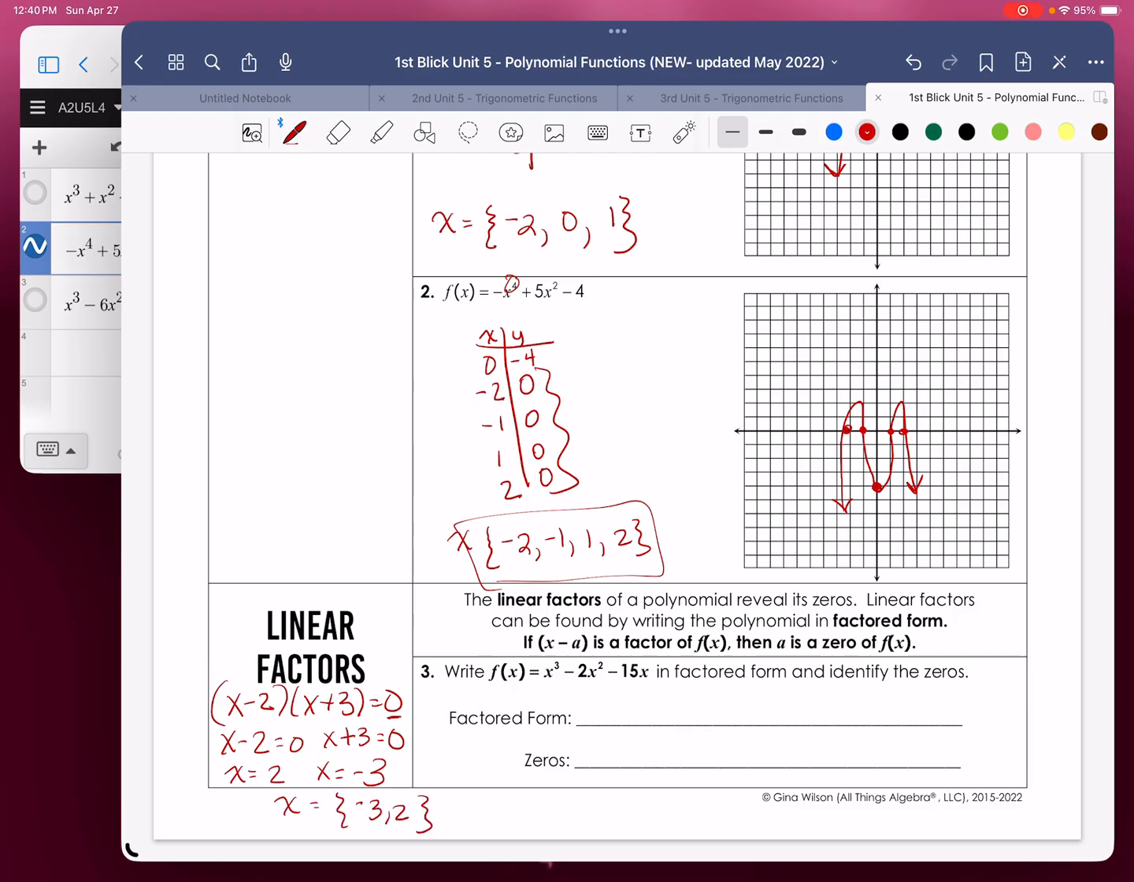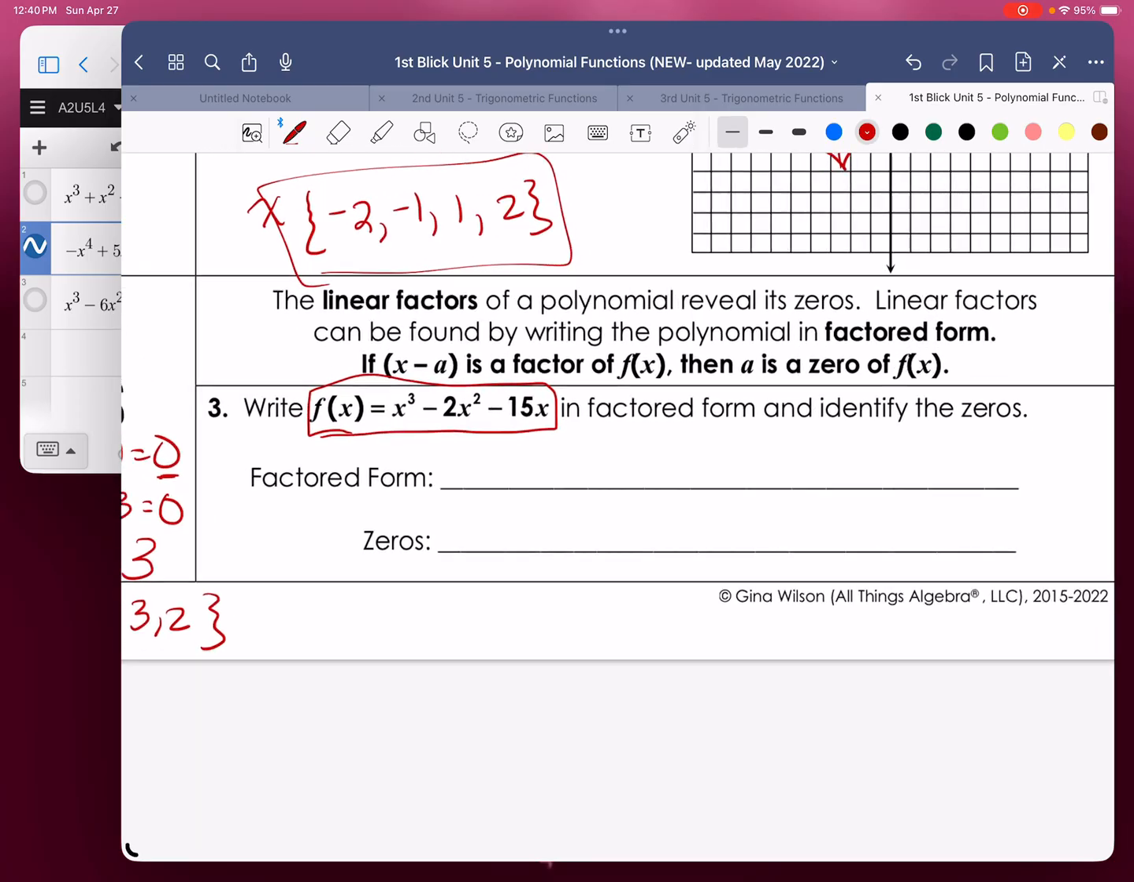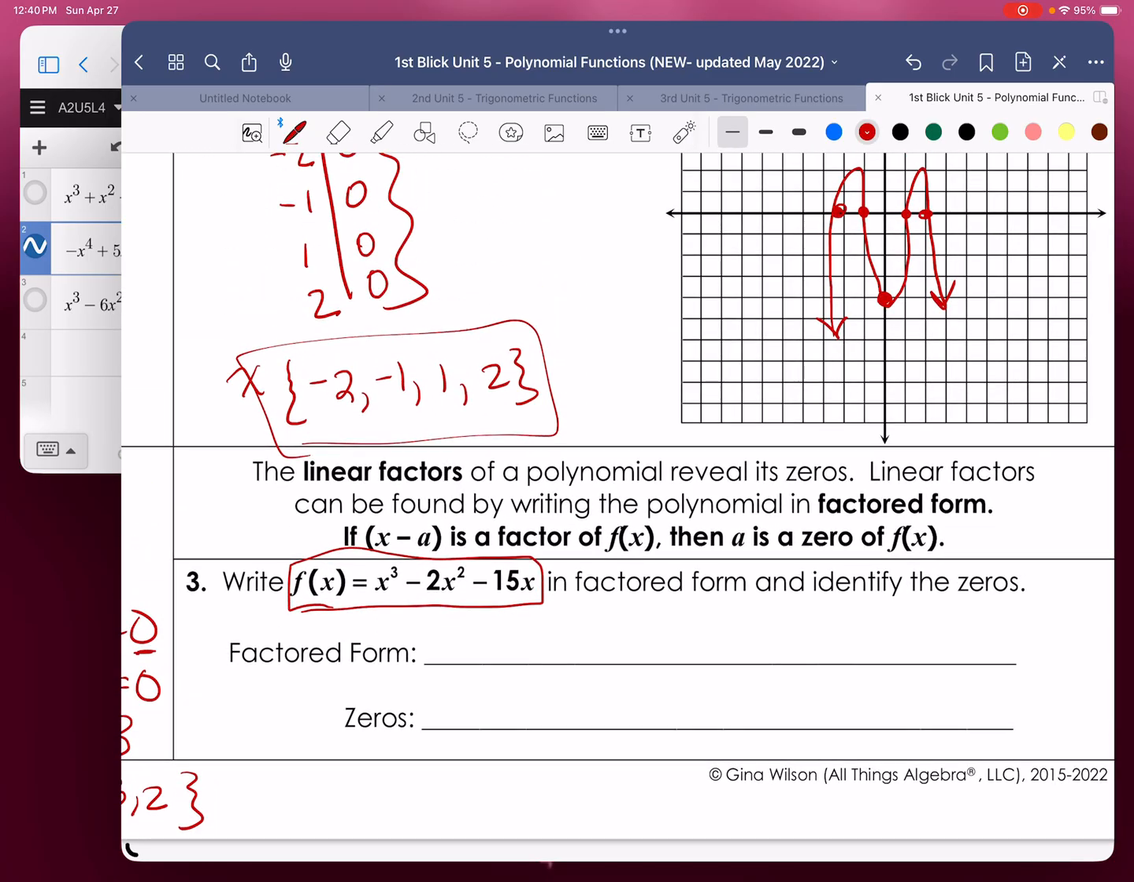All right. So that's what we're going to try to do here. We're going to try to factor this, and then that way we can see what the zeros are instead of having to graph it. That would be much simpler. So what do we do when we factor? We look for that greatest common factor first, and there is a greatest common factor of x. So our first step is going to be to take that out, and we're going to get x times x squared minus 2x minus 15.